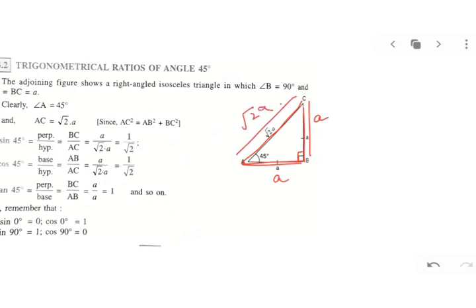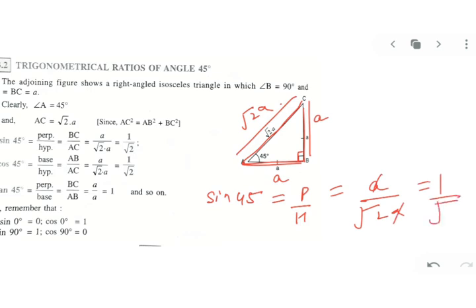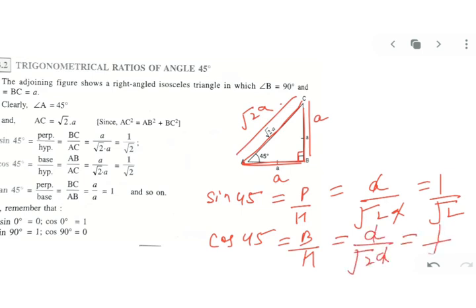I can take out sine 45. So sine 45 will be what? It is perpendicular upon hypotenuse. So a upon root 2a. a cut, my answer will be 1/√2. Just check in your book, sine 45 is 1/√2. Similarly, cos 45 is base upon hypotenuse, but the base is also a. So a/√2a, that will be again a cut, 1/√2. This is how we find the ratios of the angles.